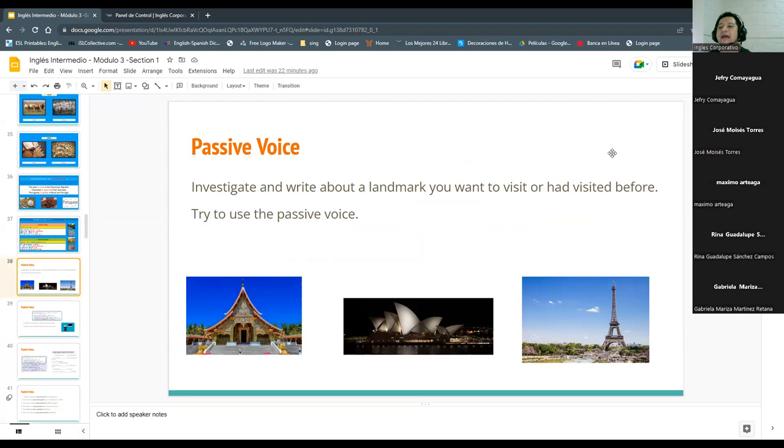Who investigated about a landmark? I did. Me too. Okay, very good. So, Jose, you can begin if you want to. If you brought pictures, I think that you can share the screen, but let me see if you're able to. Now you can share the screen if you brought pictures, okay? If you didn't bring pictures, that's okay.